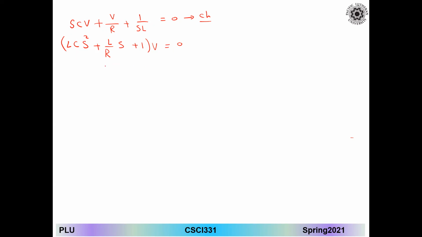Now to confirm this equation against our characteristic equation from before, we need to divide by LS to keep just S squared. After dividing by LS, I end up with S squared plus, I divide by L, so the L cancels with the L, 1 over RC times S, plus, dividing this one, 1 over LC. This is equal to 0.